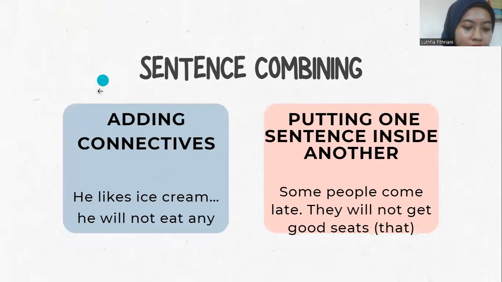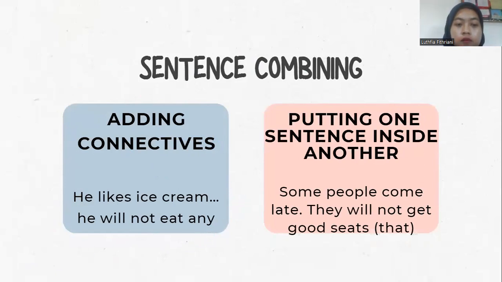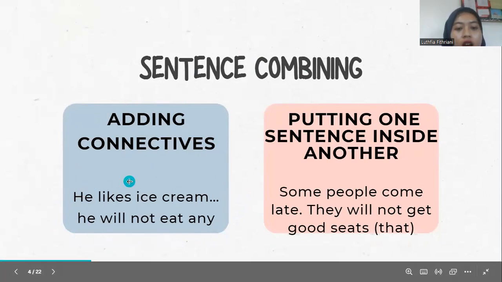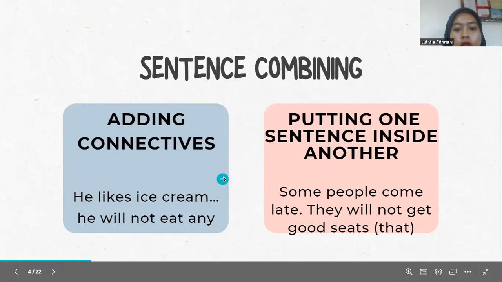In adding connectives, the teacher will make an incomplete simple sentence and the students are required to fill the sentence with the correct connectives. For example, as you can see on the screen, he likes ice cream, blah blah blah, he will not eat any. So the students have to fill the missing word with appropriate connectives.